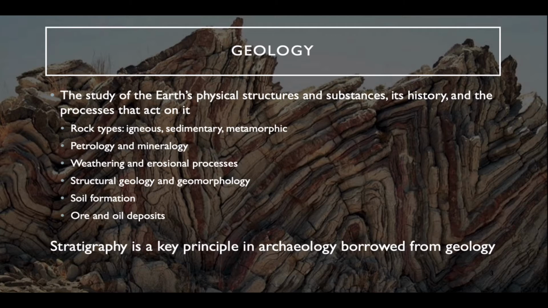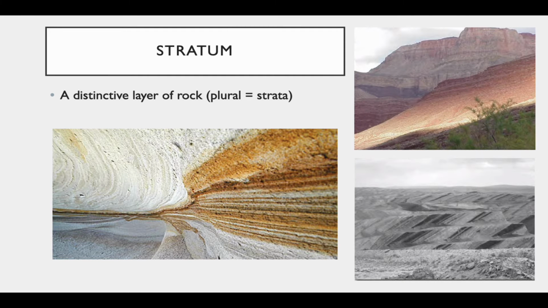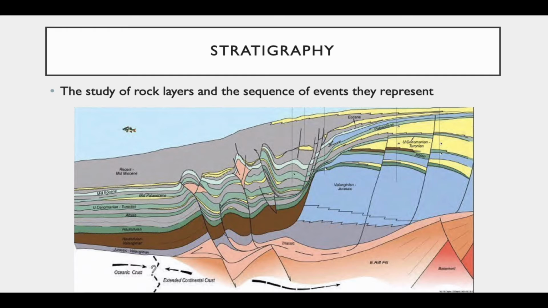Anyway, stratigraphy is the key principle that we use in archaeology, but it's important to remember that we borrowed this from geology. The basic unit of stratigraphy is what's called a stratum, and that is a distinctive layer of rock, the plural of which would be strata, so that's what you're seeing in the images here. Stratigraphy, therefore, is the study of rock layers and the sequence of events that they represent. And so this is a geological map of a nice profile showing some faults and how that would have messed up or disrupted the natural layering of these rock deposits through time.